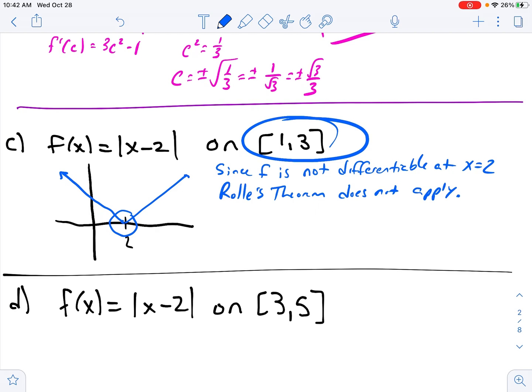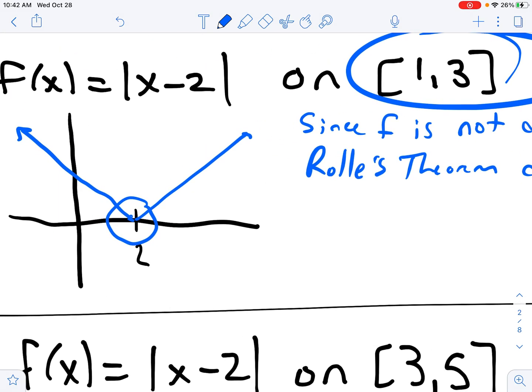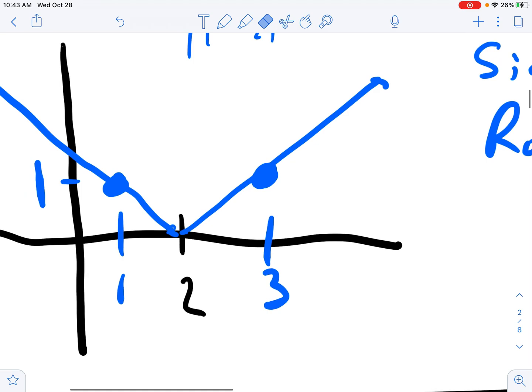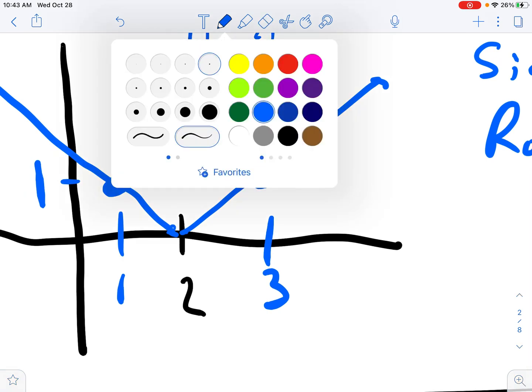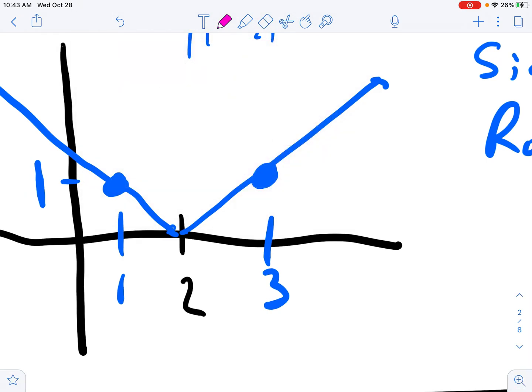And we're done. In fact, if you look at this, at 1, what's the y value? I'm kind of curious here. At 1, the y value would be, 1 minus 2 is negative 1, absolute value is 1. At 3, we would also be at 1. So yes, the y values are equal. But why does Rolle's theorem not apply? Well, we can see that nowhere is there a slope of 0. And again, it's because this is not differentiable at x equals 2.